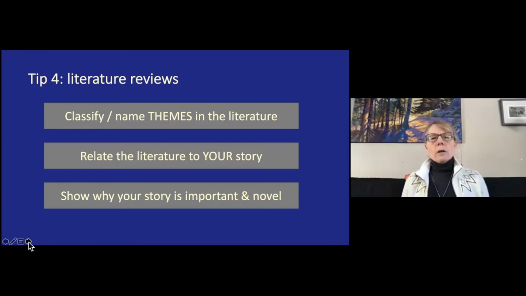It's more about, okay, what is the bigger story that is going on here that the literature as a whole brings out for us? And how does that relate to the story that you are telling within your paper? So the literature review is your opportunity to show why your work is important and novel.